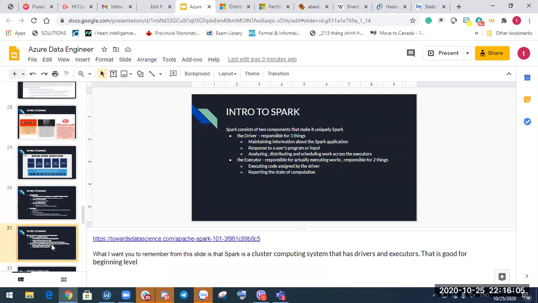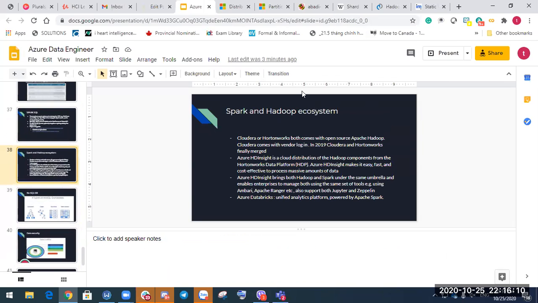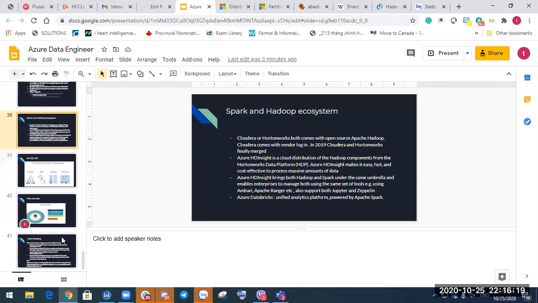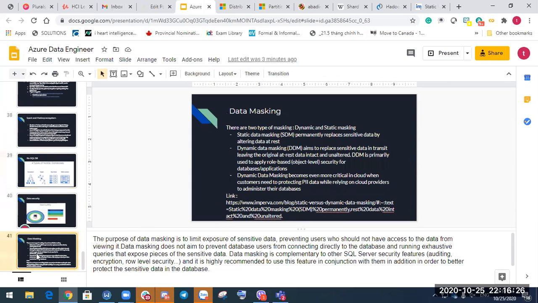And for Spark, you just need to remember about Spark and the Hadoop ecosystem. We will talk more about Azure Databricks and also Azure HDInsight in a later session. Yes, and this is four different types of database. And data masking, which is crucial. There will be one section that quizzes on how to protect your data on Azure and different security methods. So go over these two slides.